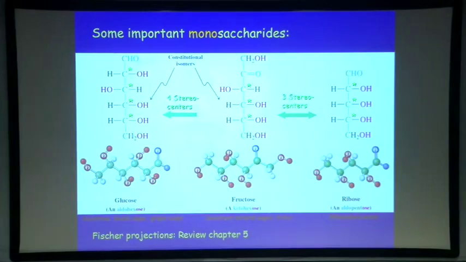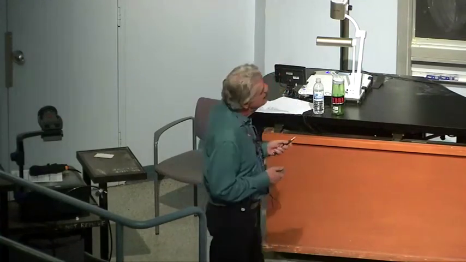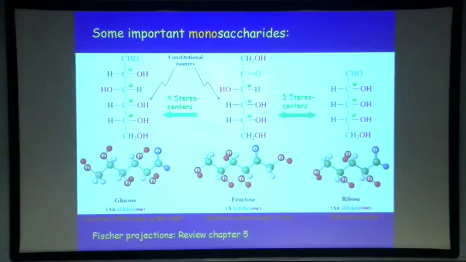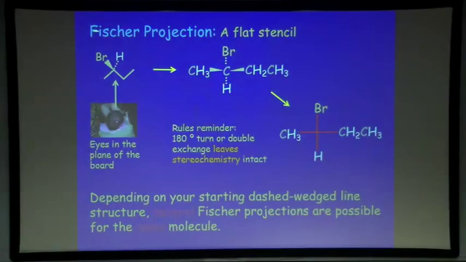Now, you notice with all these stereocenters, it is very difficult to keep track of stereochemistry unless you use some kind of a stencil that simplifies the picture. And those stencils were part of Chapter 5. They're the so-called Fischer projections. So I want you to review Chapter 5 as it pertains to Fischer projections. If you remember some of it, I'll review them right here. Okay? So the Fischer projections are basically a flat stencil made across at each stereocenter.